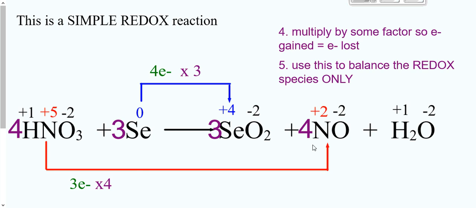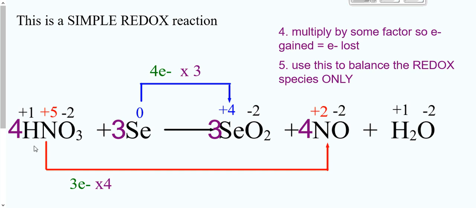What do I now do about everybody else? I have enough seleniums to move 12 electrons. I have enough nitrogens to move 12 electrons. What do I do about the rest? Well, you just pick whatever coefficients it's going to take to make it work. At this point, I can balance either the hydrogens or the oxygens, and everything else will just work.